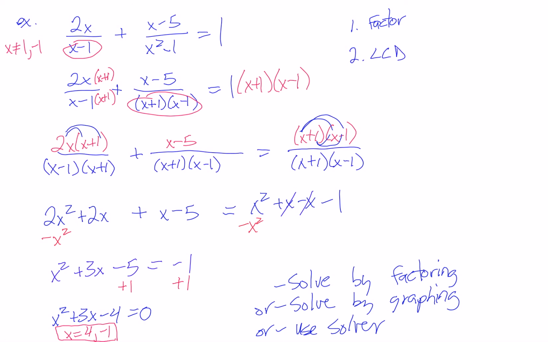So if we go back to look at our answers, you see that we had -1 as one of our choices, so that means the -1 answer is no good. So we would just get x equals 4 as our only solution for this question. And that's it. We'll stop there.